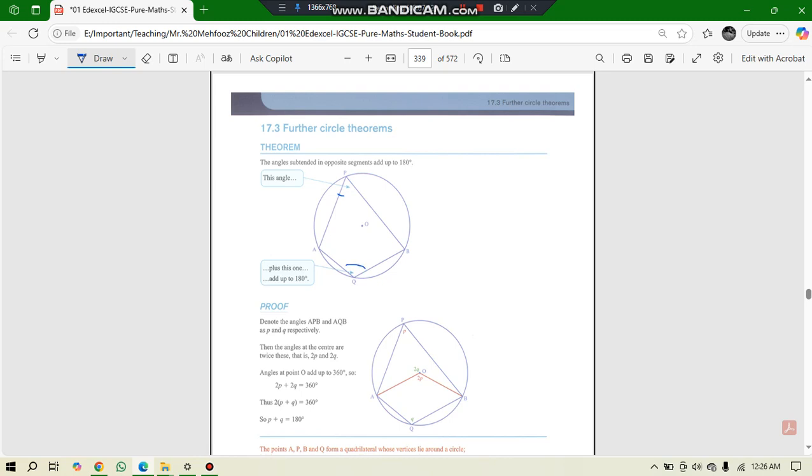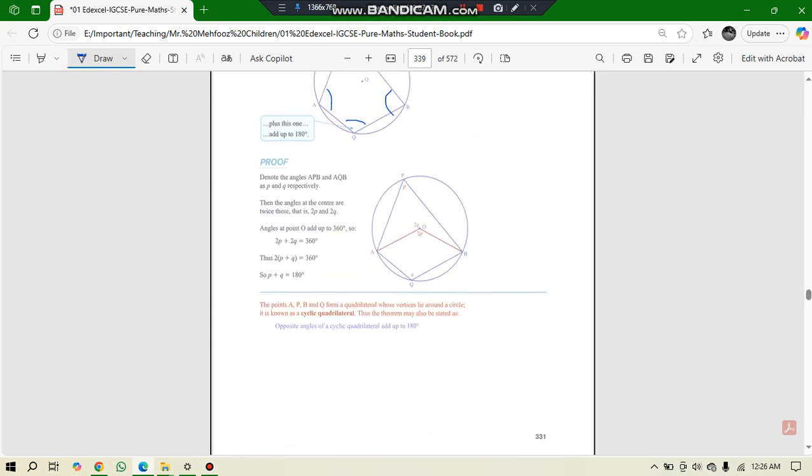So this angle and this angle add up to 180. This angle and this angle add up to 180. How? Denote the angles APB and AQB as P and Q respectively. So this is P, this will be 2P, this is Q, so this will be 2Q. As in the previous theorem, the angle at the center is twice the angle at the circumference. Also, if we rotate the circle or use the different opposite arc, the angle at the circumference is half of the angle at the center, right?